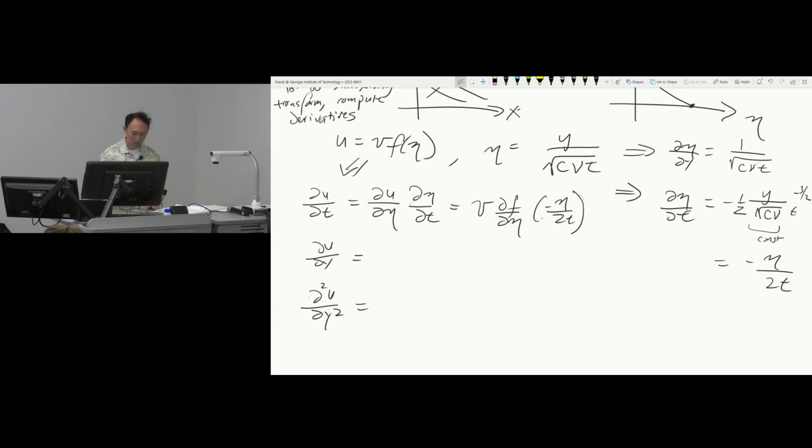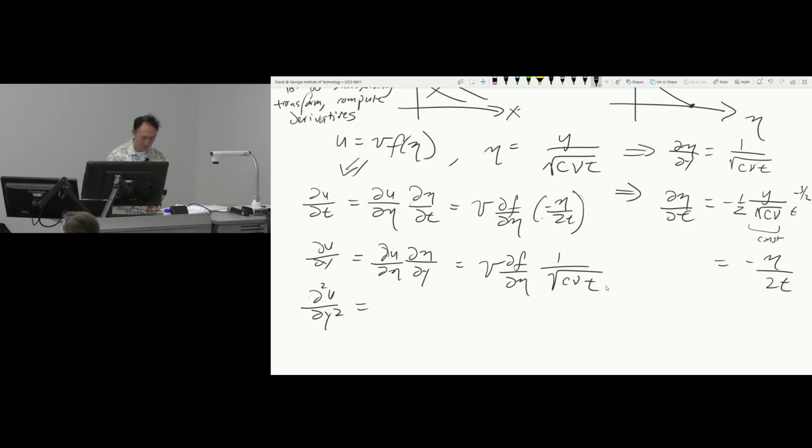All right, so du dy, I'm going to do something similar. First I have du d eta, and I have d eta dy. Du d eta is v df d eta, like above. And d eta dy I copy from our right-hand side. So I have 1 over square root of c nu t.